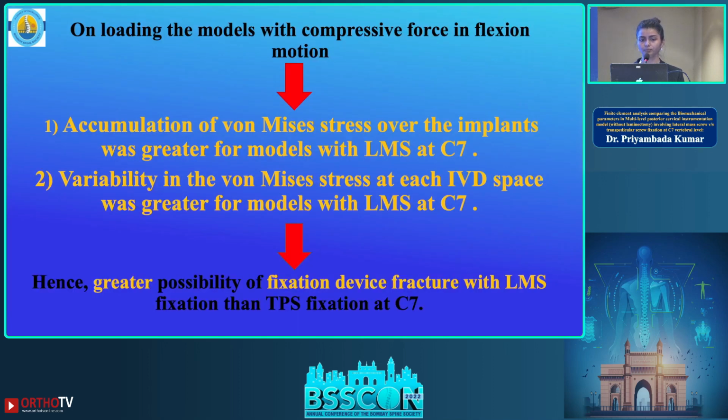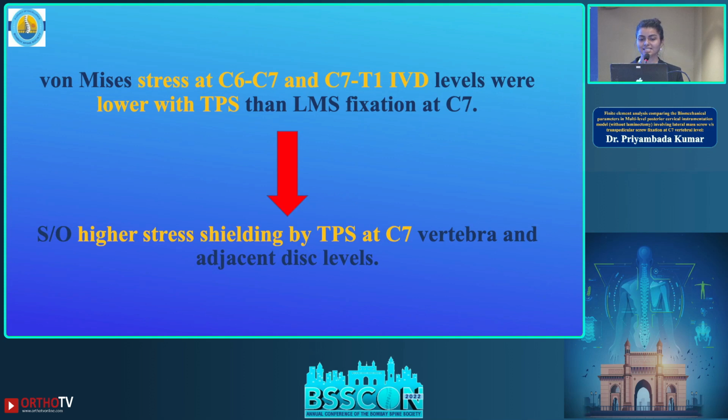On loading the models with compressive forces in flexion motion, accumulation of von Mises stress over the implants was greater for models with lateral mass screw at C7, and also the variability in the stress at each intervertebral disc space was greater for models with lateral mass screws at C7. So a greater possibility of fixation device fracture was seen with the constructs terminating with lateral mass screws as compared to the pedicle screws. Stress at C6, C7 and C7-T1 intervertebral disc levels was lower for the constructs with pedicle screws as compared to lateral mass screw fixation at C7, and this was suggestive of the higher stress shielding by the pedicle screw at C7 as well as the adjacent disc levels.